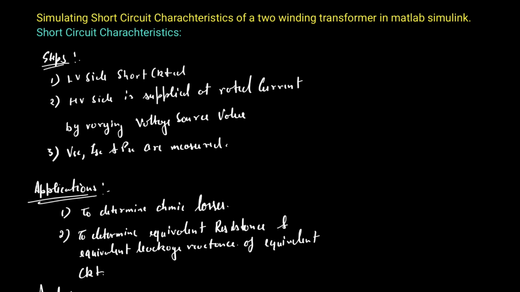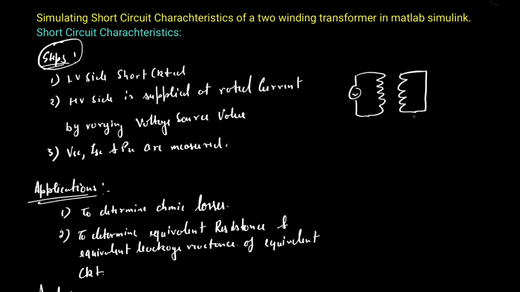Simulating short circuit characteristics of a two winding transformer in MATLAB Simulink. Okay, so short circuit characteristics of a transformer are the characteristics which are obtained when the secondary of a transformer is shorted. So what are the steps involved?